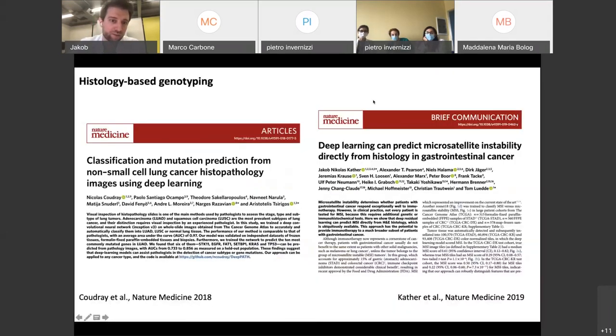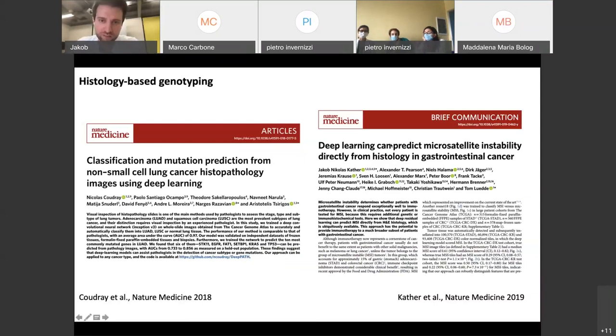Well, the first paper in this field that really got things started was published in 2018 by a group in New York, where they used deep learning to predict mutational status in lung cancer directly from histology slides. What they did was to look at 10 mutations in lung cancer, and they showed that six of them they could really predict from the histology image alone without any genetic test.